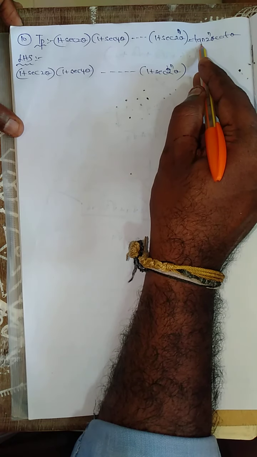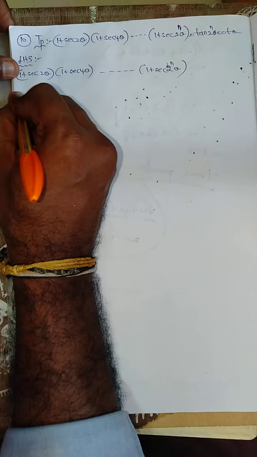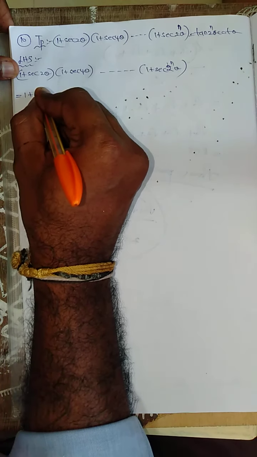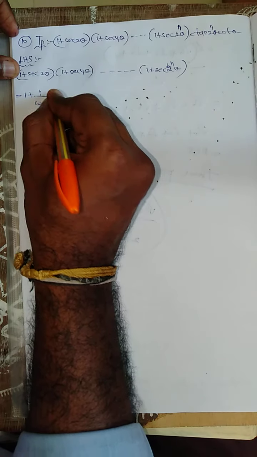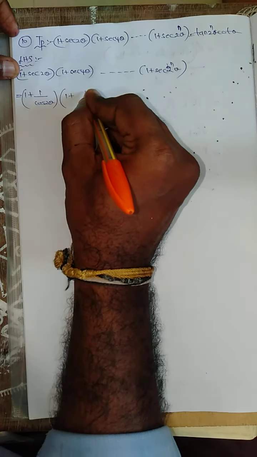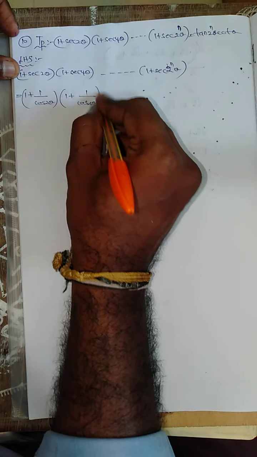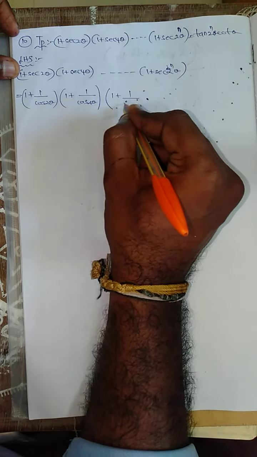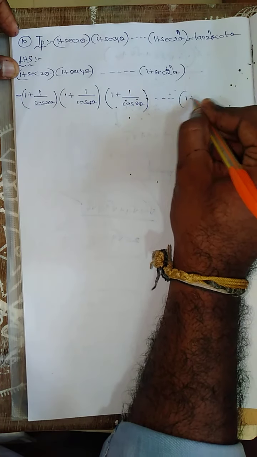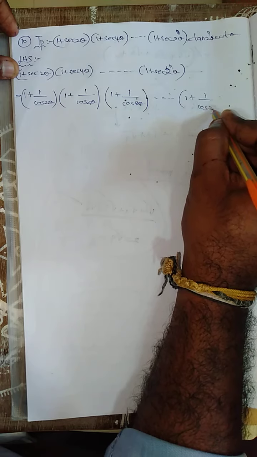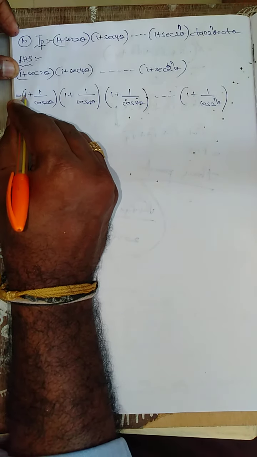So I need to prove that the product equals tan 2 power n theta into cot theta. So on the LHS, listen very carefully, I am going to write 1 plus secant 2 theta, and secant 2 theta I am going to write as 1 by cos 2 theta, close the bracket. Then 1 plus 1 by cos 4 theta. Same way, 1 plus 1 by cos 8 theta, and it goes on to 1 plus 1 by cos 2 power n theta.